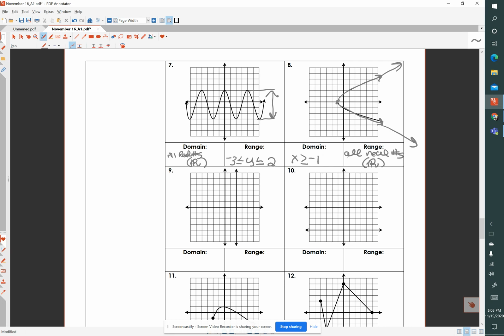Okay, number 9. Look what we have here. We have a vertical line. Make it dark blue so you can see it a little better. So the domain is only at one place. And what is this? Well, if we numbered these points, that's 1 and that's 2. So the domain is x equals 2. That's it. However, this graph will go on to -infinity and to infinity on the y values. So the range is all real numbers.